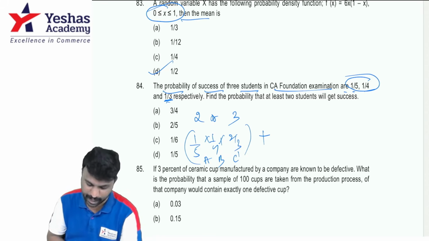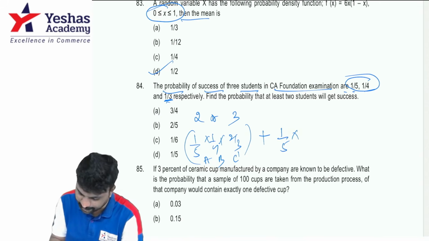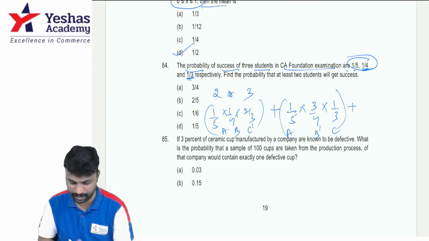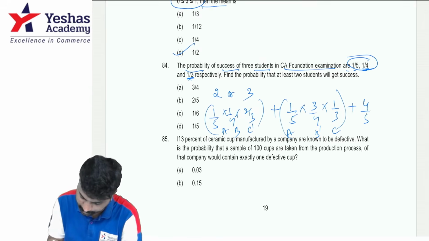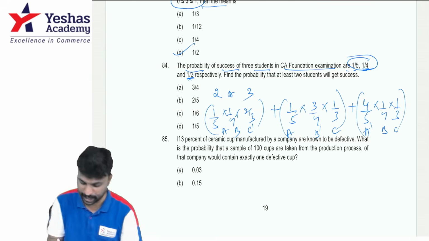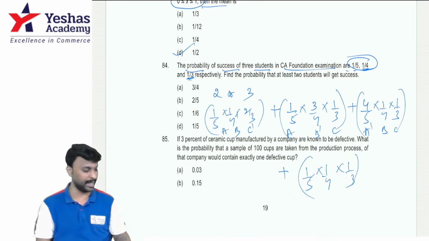Now let me consider A, C passing, B failing. A passing is 1 by 5 and B failing is 3 by 4 and C passing is 1 by 3. Here it is A, B dash, and C. And A failing probability is 4 by 5. B, C passing is 1 by 4 and 1 by 3. Here A fails, B and C pass. Right, and these three cases are for two people passing, and all three people passing means 1 by 5 into 1 by 4 into 1 by 3. Guys, why am I multiplying? They are independent events, right?